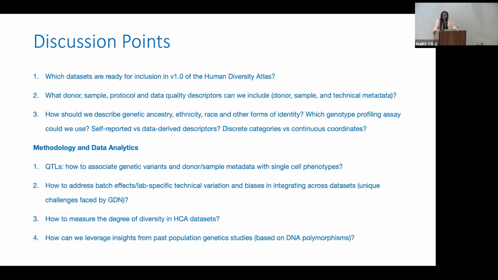And in terms of methodology, how to associate genetic variants and or donor and sample metadata with single cell phenotypes, how to address batch effects and lab-specific technical variation and biases integrating the data sets, and then how to measure the degree of diversity in the HCA and how can we leverage insights from past population studies to inform the atlas. So these are all discussion points that are open, and we are ready to hear your thoughts, questions.